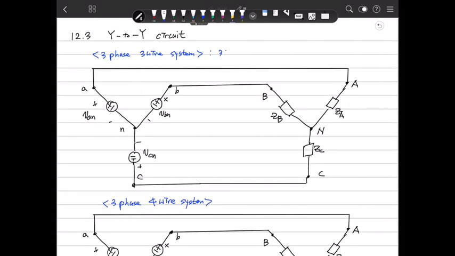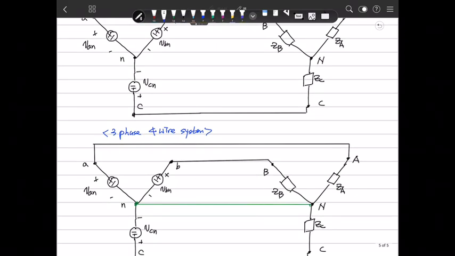In Korea, this is called 삼상삼선식. This is called 삼상사선식.